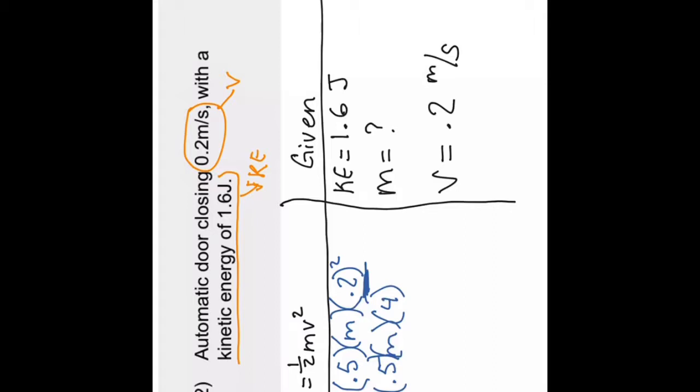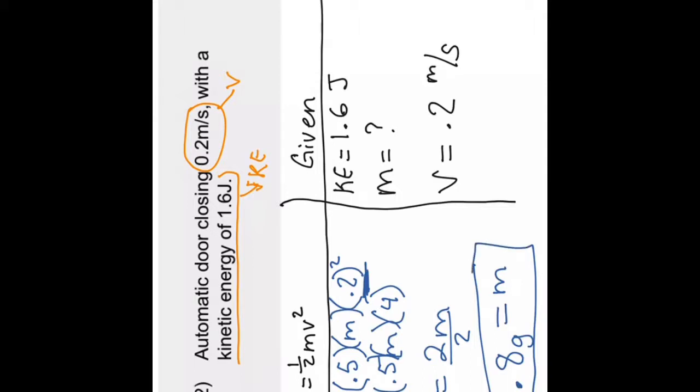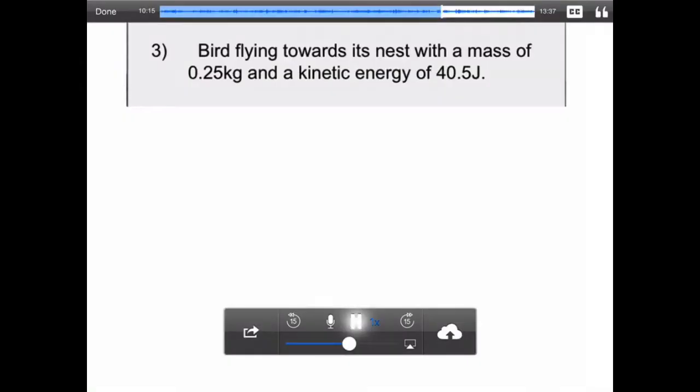So I have 0.5 times 4, well, 1/2 of 4, so 2. So 1.6 equals 2m, and then, you know, math, we divide both sides by 2. 1.6 divided by 2 is 0.8 grams. We're going to assume it's grams. No, I probably shouldn't assume. Alright, for my mass, you should get 0.8 as your answer for your mass for number 2.